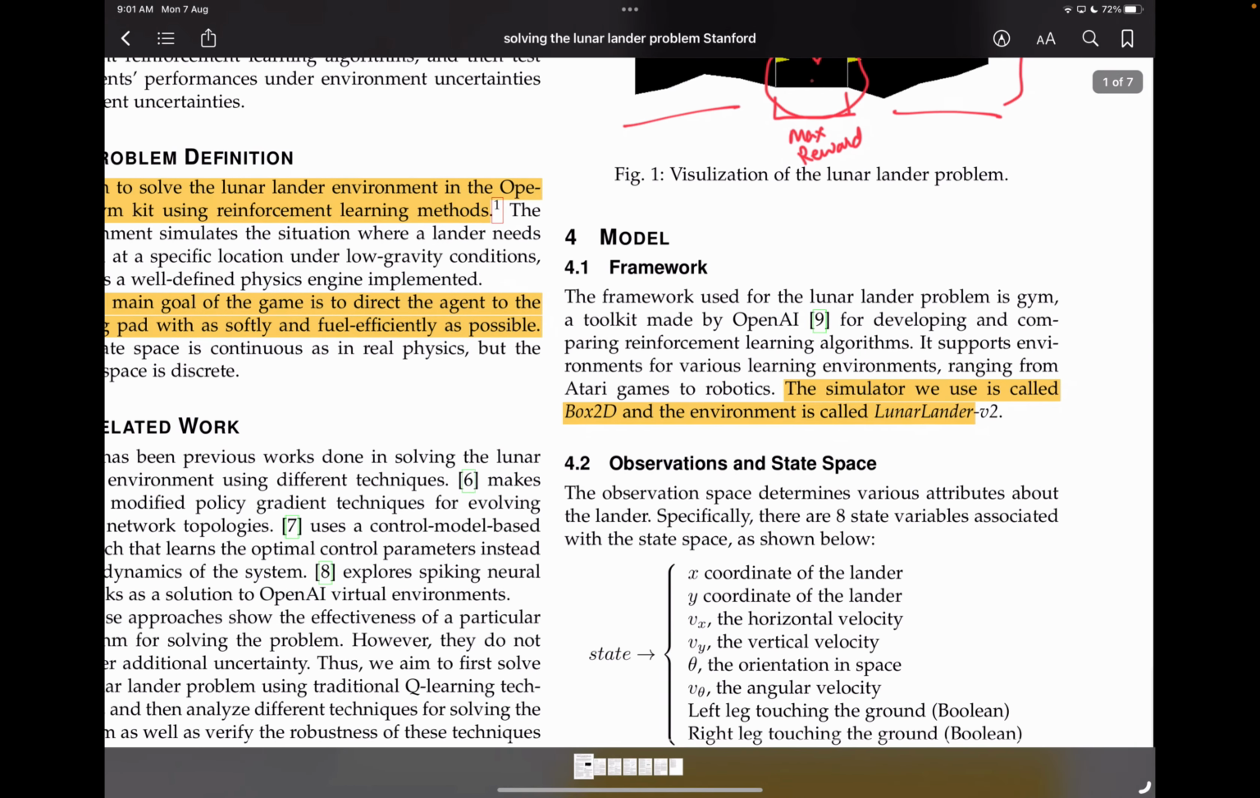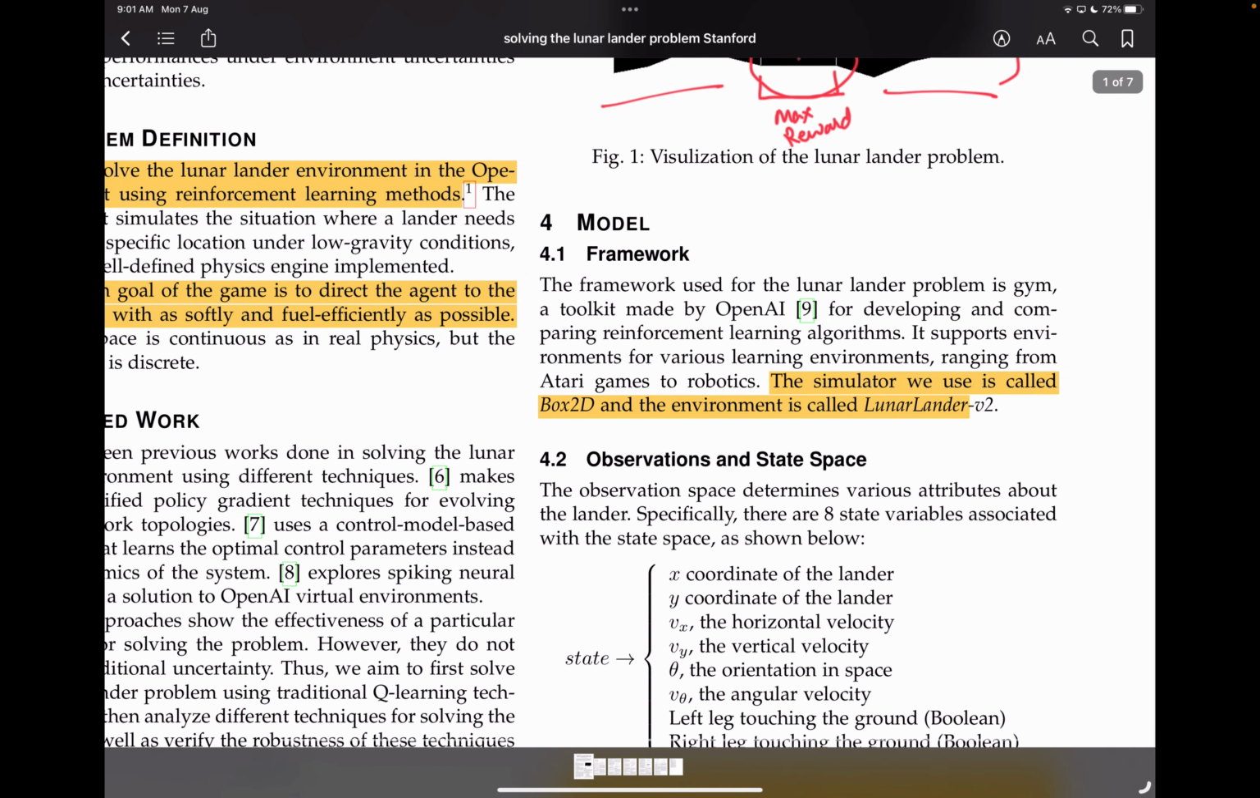Next is the model framework. The model framework used for the Lunar Lander problem is the Gym toolkit. The Gym toolkit is actually given by OpenAI for developing and comparing reinforcement learning algorithms. So if you have heard of the Atari games or some of the latest advancements in robotics, it's very helpful so that you don't have to create a whole environment. It's already there for you in the kit. The simulator we use here is Box2D, and the environment we use is LunarLander-v2. There are a few versions of this, but I've used LunarLander-v2 in the code as well.